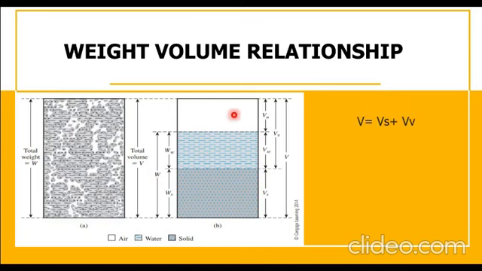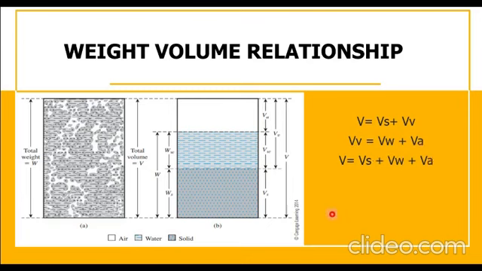So the total volume of this soil is equal to the volume of soil solids plus the volume of voids. So we know that the volume of voids can either be occupied by water or air, or both. That's why volume of voids is equal to volume of water plus volume of air. When it's completely saturated, volume of voids will only be equal to the volume of water. Or if it's completely dry, the volume of voids will only be equal to the volume of air.